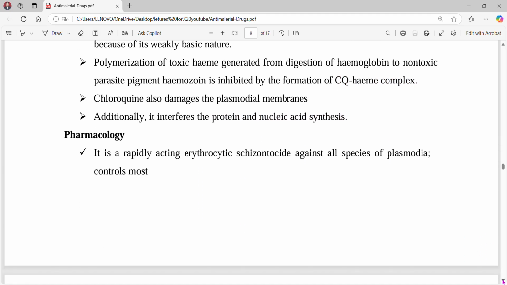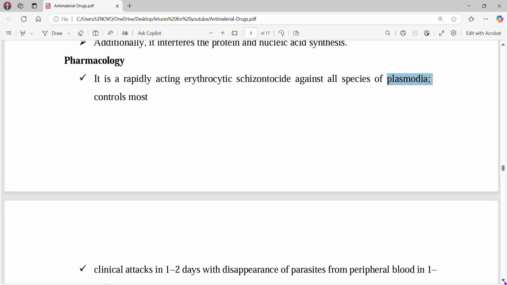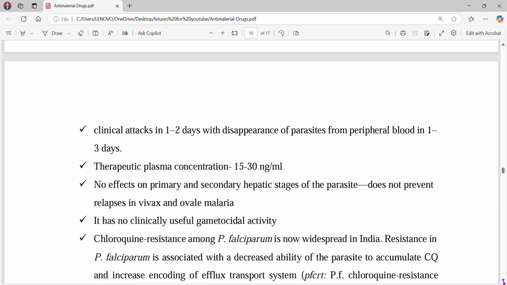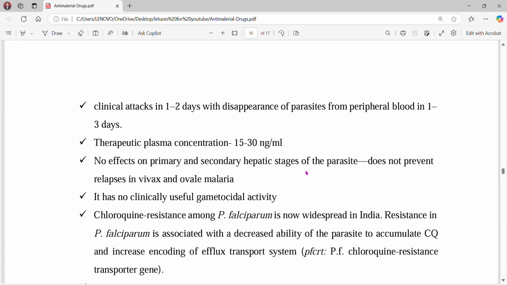The pharmacology behind chloroquine is that it acts rapidly against the erythrocytic schizonticide, that is the earlier phase of the schizonts, against all types of Plasmodium species. All 4 species can be inhibited by chloroquine. Therapeutic plasma concentration is achieved at 30 to 50 nanogram. They have no effect on the primary, secondary hepatic stages of the parasite and do not prevent relapse in vivax and ovale type of malaria.